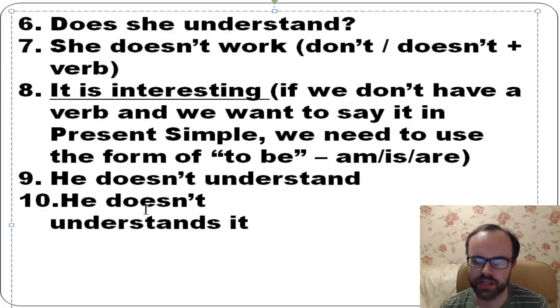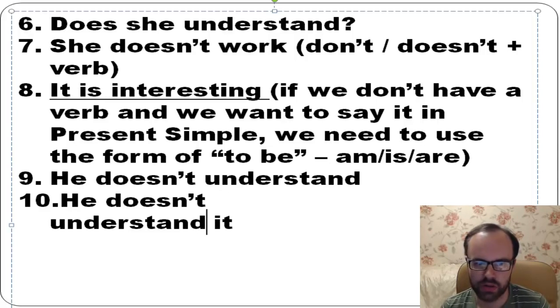And this sentence. "He doesn't understand us." We talked about it. He, she, it doesn't. But we don't add s after the verb. "He doesn't understand" without s.